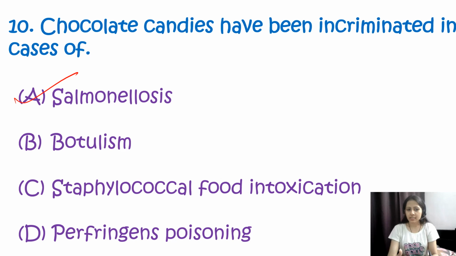Next, the pharyngeal poisoning is typically associated with improperly cooked, or we can say uncooked or not well stored meat and poultry dishes. So these are also not associated with chocolates. So over here, my correct option should be option A, that is salmonellosis. So correct option is A.